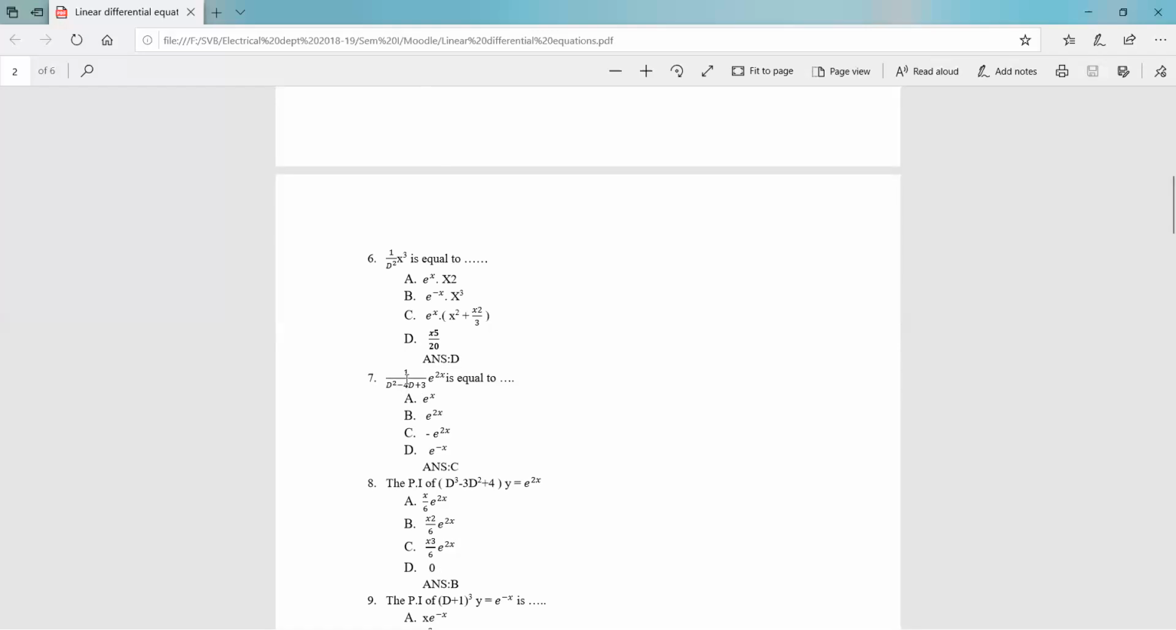So we get here 1 upon minus 1. The denominator is not 0, so we get the required particular integral. So 1 upon minus 1 into e raised to 2x. So we get minus e raised to 2x. So this is the answer. Okay, option C is correct.